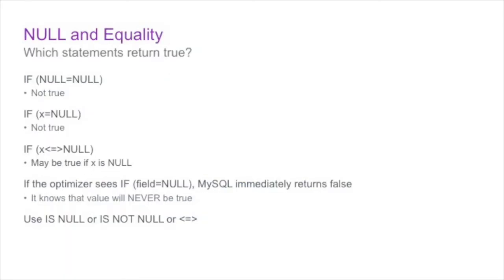So, null and equality, and we're having some tests now. Which statements return true? Does if null equal null return true? No. Very good, not true. Does if x equal null return true, where x is a column? No. Very good, it does not return true. For the same reason null equals null isn't true, right? Because if x returns a value and it's not null, then it wouldn't be true. And if x is null, then because of the first reason.